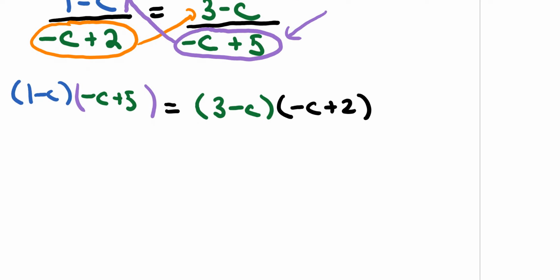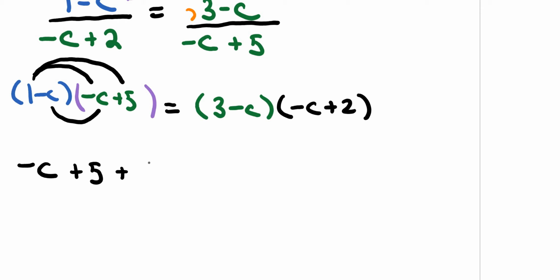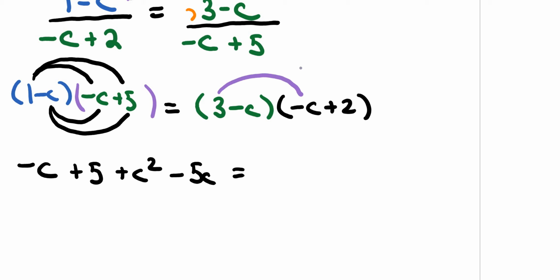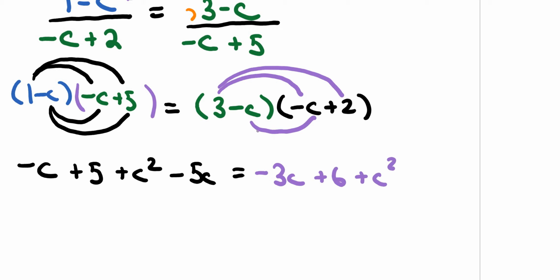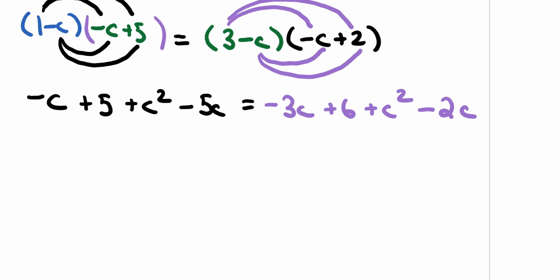Okay, and then from there on, we need to use a few more algebraic skills here, and now we're going to FOIL this. So 1 times -c is -c, and then 1 times 5 is going to be plus 5, and then -c times -c is plus c squared, and -c times positive 5 is -5c. Okay, and then on the right hand side, 3 times -c is -3c, and 3 times 2 is going to be positive 6, and -c times -c is going to be positive c squared, and -c times positive 2 is going to be -2c.